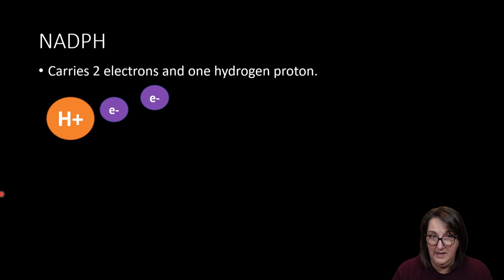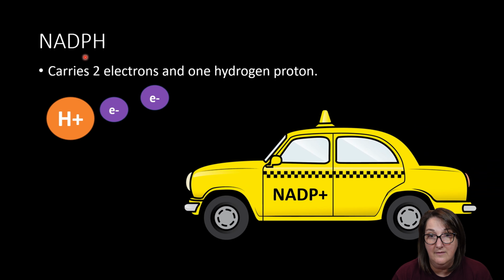So this is going to be carriers of electrons. NADPH takes one hydrogen proton and 2 electrons. These electrons are coming out of that electron transport chain. You need to think of NADPH like a taxi. Here I have NADP+. See that the H isn't there yet? If that H isn't there and I'm positively charged, that means I have no hydrogen, I have no electrons.